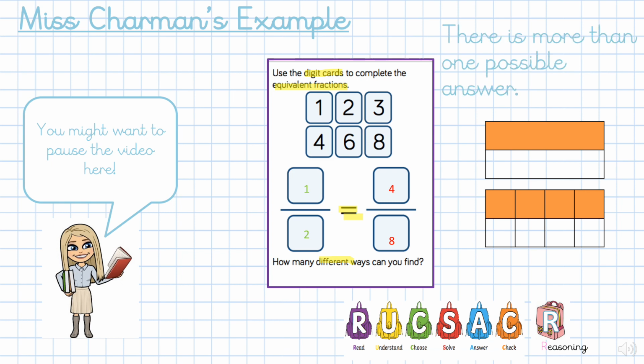I have checked that my answers are right by drawing the pictorial representations of the fractions. So you can see I've got 1/2 is equivalent to 4/8. So you can visually see that they are equivalent.